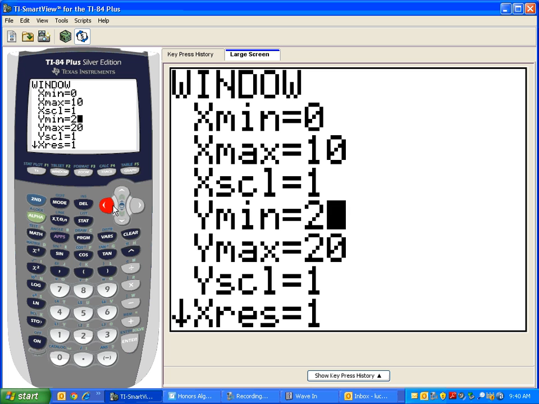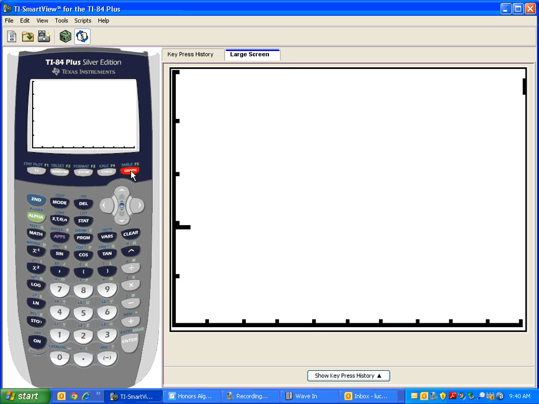I think this was supposed to be, we said y min should be 0 buffalo, right? And we wanted to go out to 100 buffalo. And I wanted to scale it by 20s. So there we go. Let me show you how to fix your calculator when you get a window dimension error like that. Just press window. Chances are you just keyed in your window values wrong. So that was beneficial.